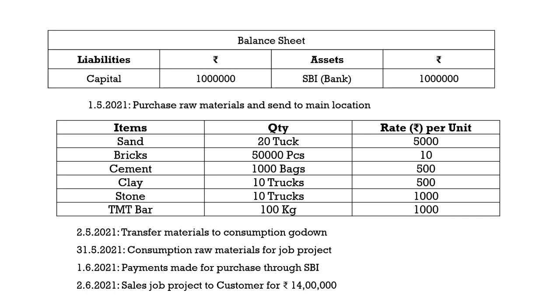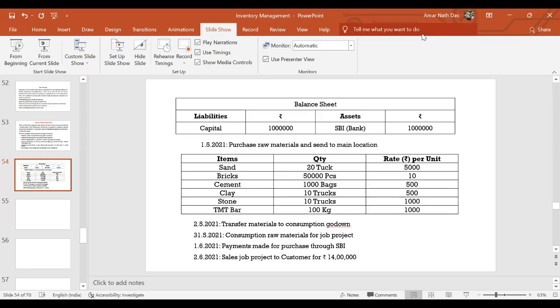So this is a job. You buy your raw materials, then transfer to your project site, then consume all those raw materials and develop your finished product to your customer. Plain and simple. So let's start with Tally. I share my Tally screen.